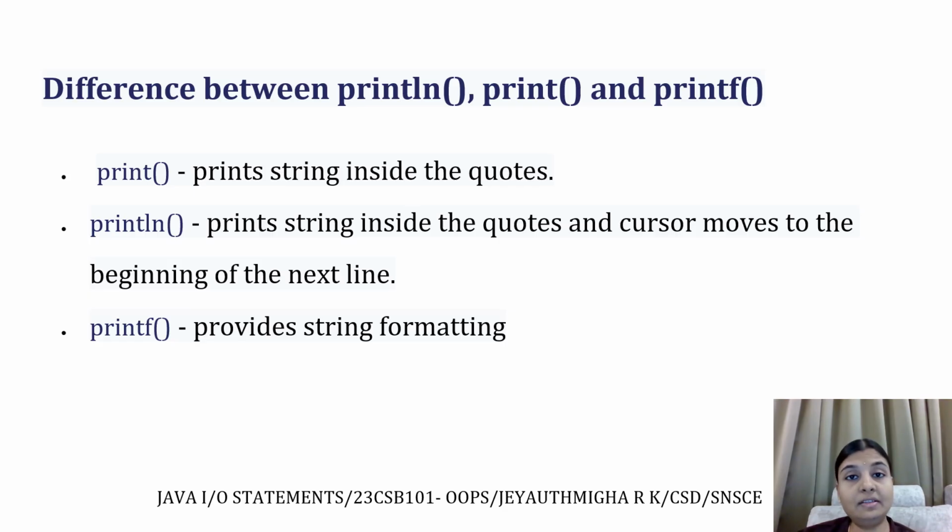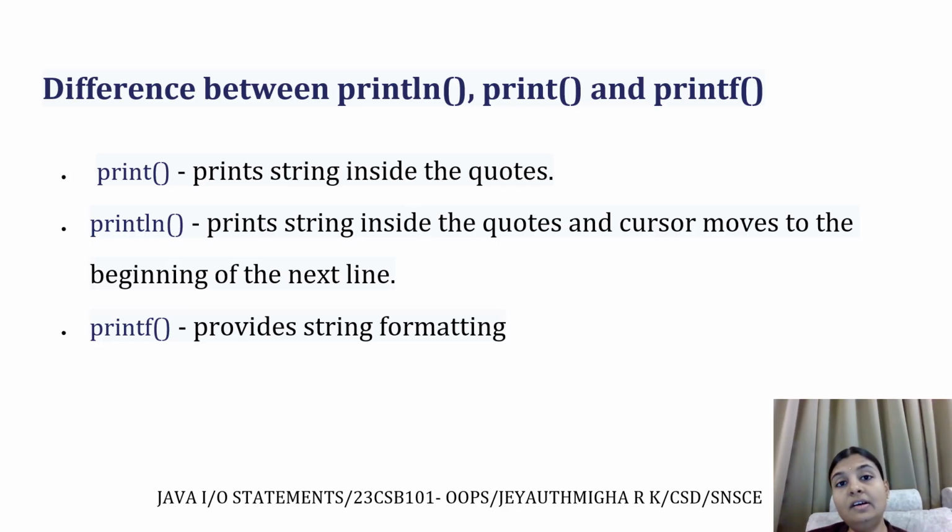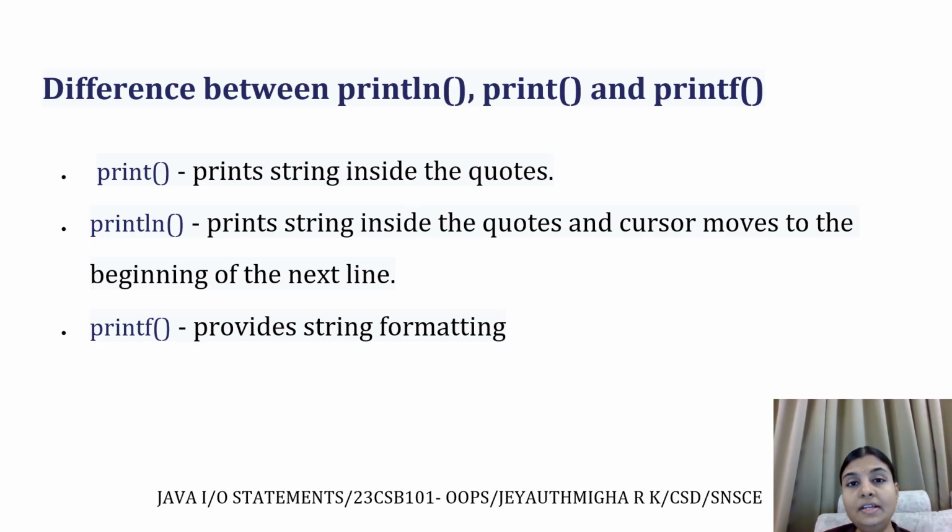And the difference between println, print, and printf is that println will print the string enclosed within the double quotes, and the cursor moves to the next line, whereas print will print the string within the double quotes and the cursor remains in the same line. Meaning something that follows, if there is some statement inside the program, will be printed in the same line because the cursor remains in the same line, right?